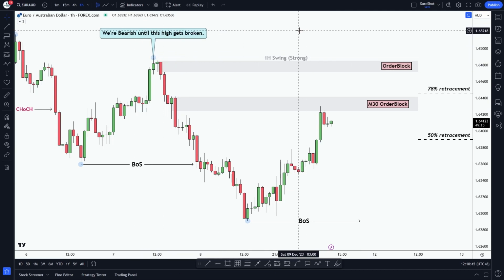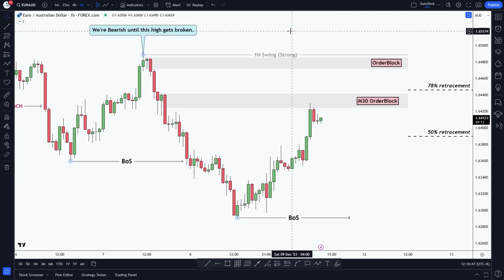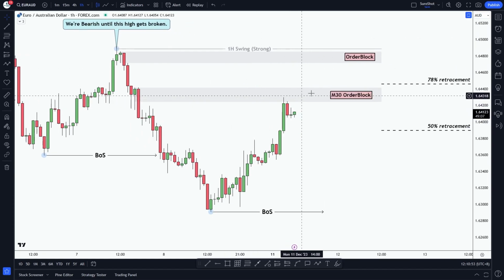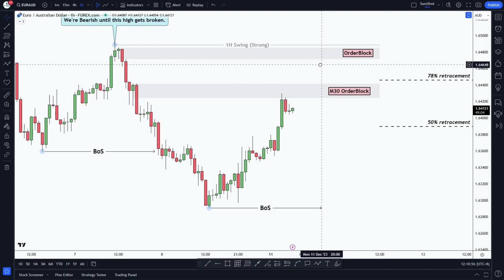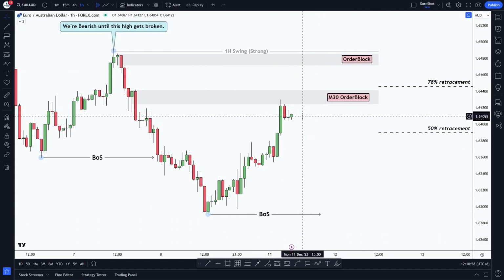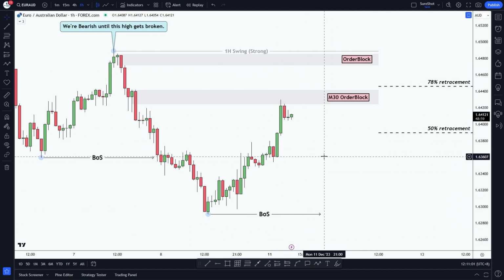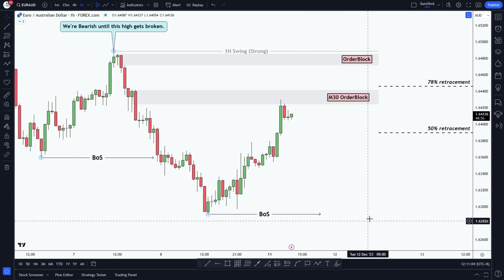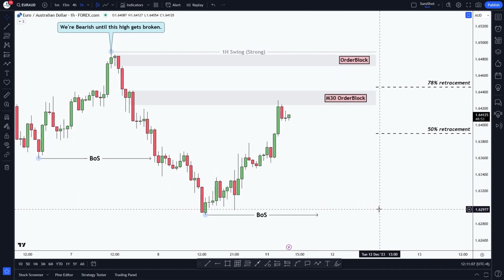out. From what I see in the charts, I think EURAUD might keep going up to these order blocks until we see a change of character on a lower time frame, and afterwards it might continue its bearish movement once again this week. We'll see what happens in the market in the next few days.